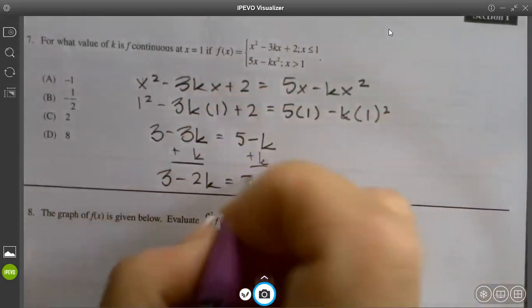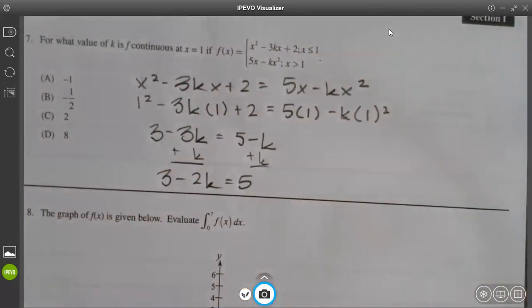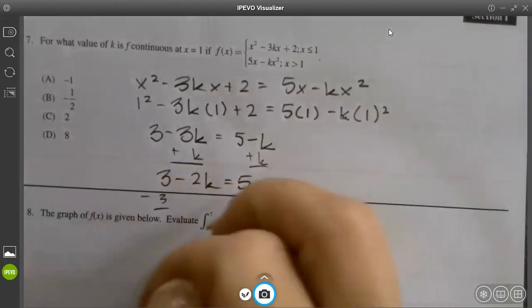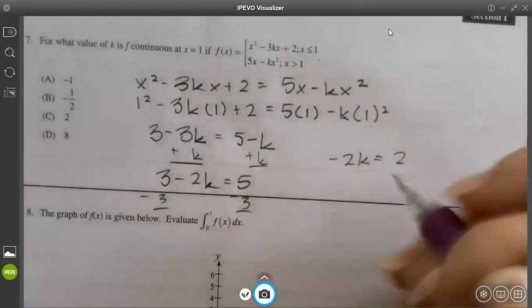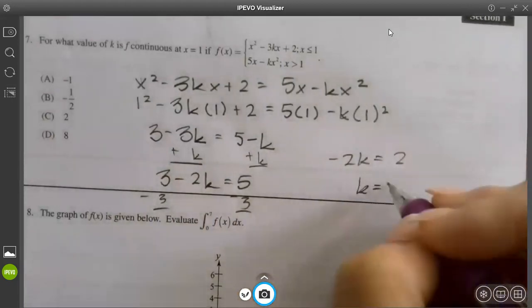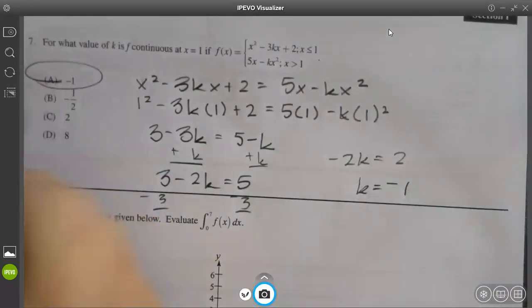It's negative. It's just one more step that you have to do, but at this point, you guys just change signs, so you're good. Subtract the 3 over. You get negative 2k equals a positive 2. Divide, and we get negative 1.